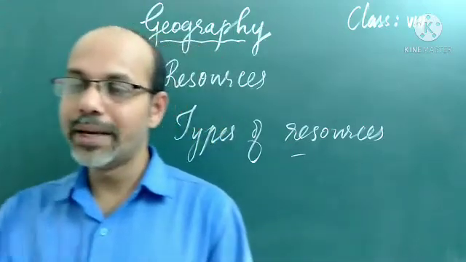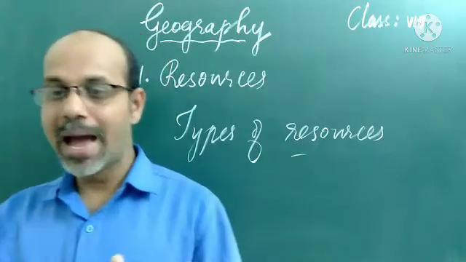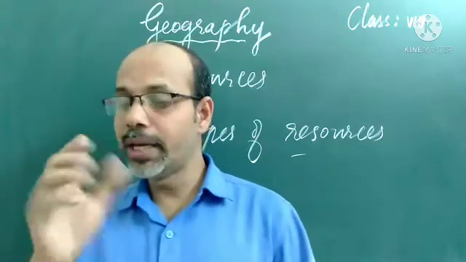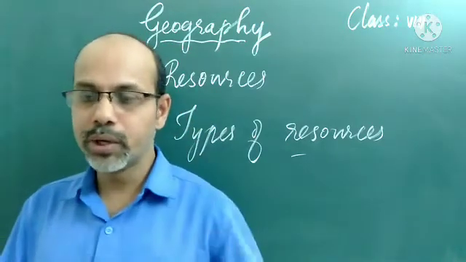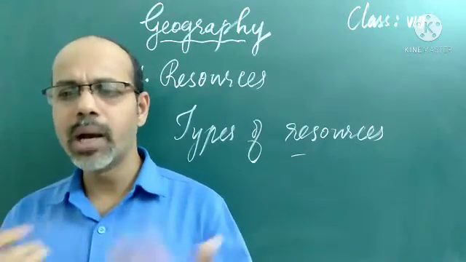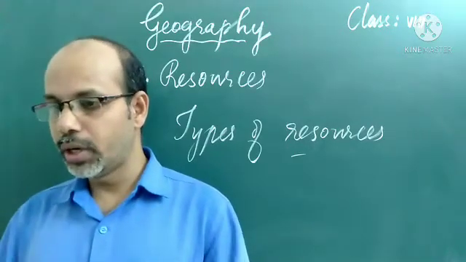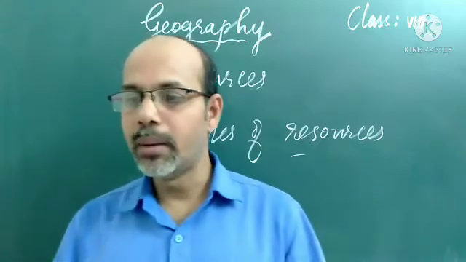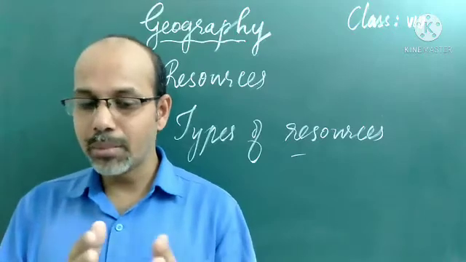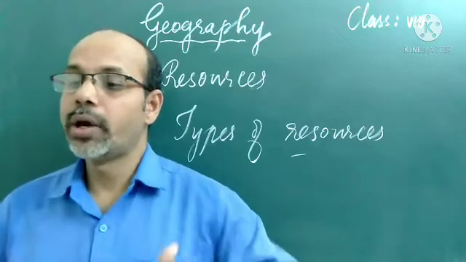On the basis of their distribution, resources are also classified into ubiquitous and localized. From the term itself, we can understand the differences. Ubiquitous resources are found everywhere, like the air we breathe and the water we drink. These are all available everywhere, so we say they are ubiquitous. Some are only found in particular regions or localities, so they are called localized.